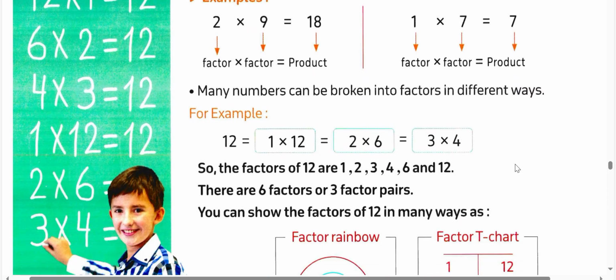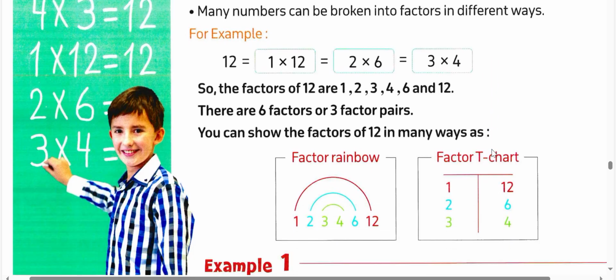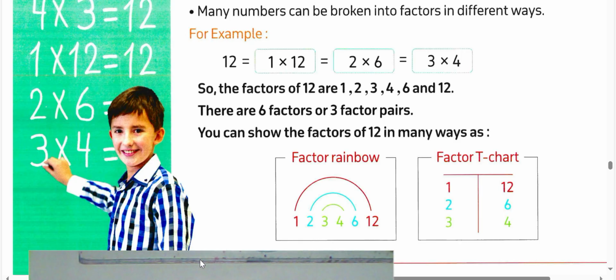Numbers can be broken into factors in different ways. 12 equals 1 times 12, 2 times 6, 3 times 4. We can use this method, a factor rainbow or a factor T-chart, okay? 1 times 12, 2 times 6, 3 times 4, or we can write this as a factor rainbow. Okay, understood this example, this method? The factor rainbow and the factor T-chart.